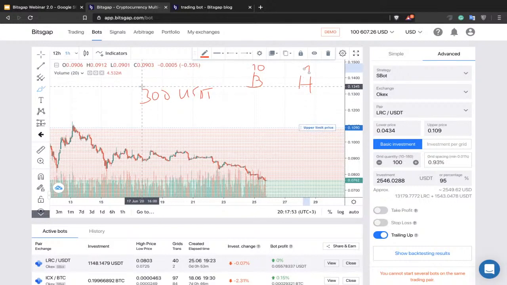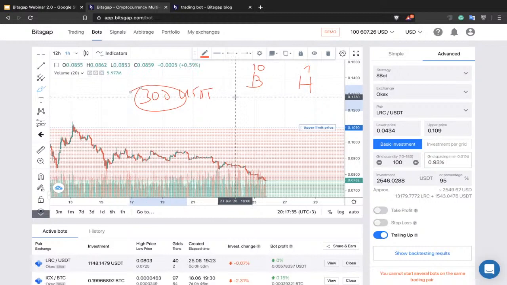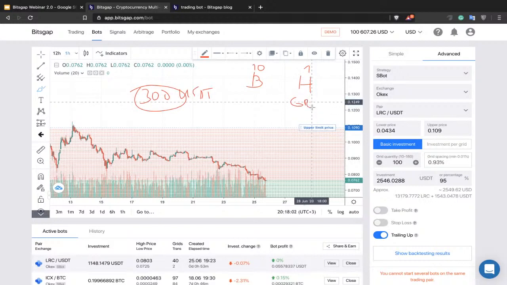So that means that having 300 USDT, you can launch on HitBTC more grid levels. I mean, you can launch active bots with more grid levels comparing with Binance. So that's the idea.